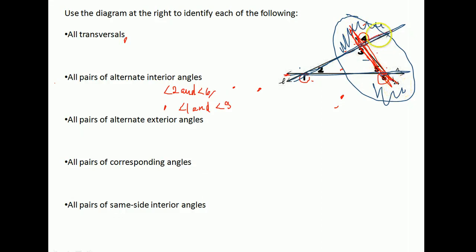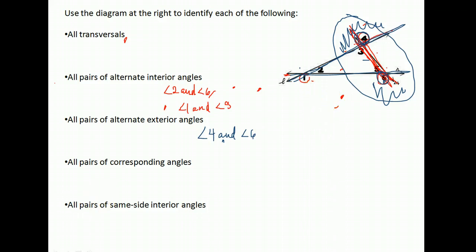We want alternate exterior. Notice angle 4 is on the exterior to the right of the transversal. Angle 6 is on the exterior to the left. They are diagonal, alternate, and they are both exterior. So angle 4 and angle 6 would be a pair of alternate exterior angles.